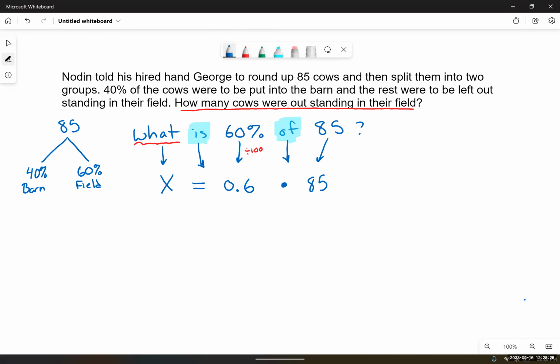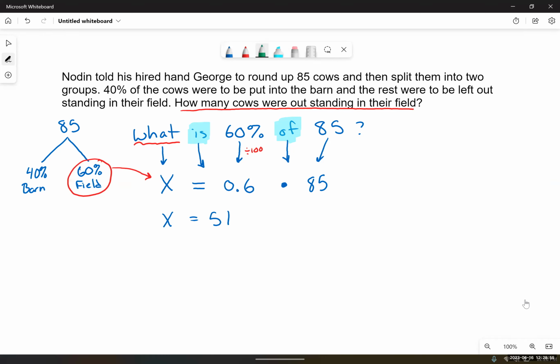X is the 60% of the cows that are still in the field. For our calculation, this is a job for the calculator. Pop this in: 0.6 times 85 equals, and you will get X is equal to 51.